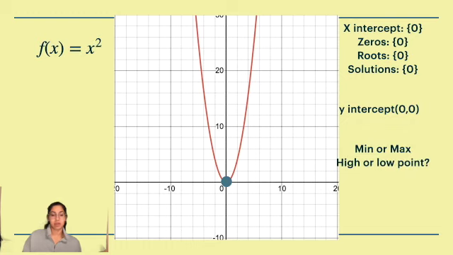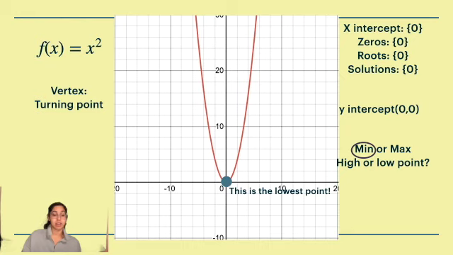Next, I want to know, do I have a min or max, a high or low point? On this graph, I can see that I have a low point. This is the lowest point. No other points go beneath that point. So this is a min or a minimum.